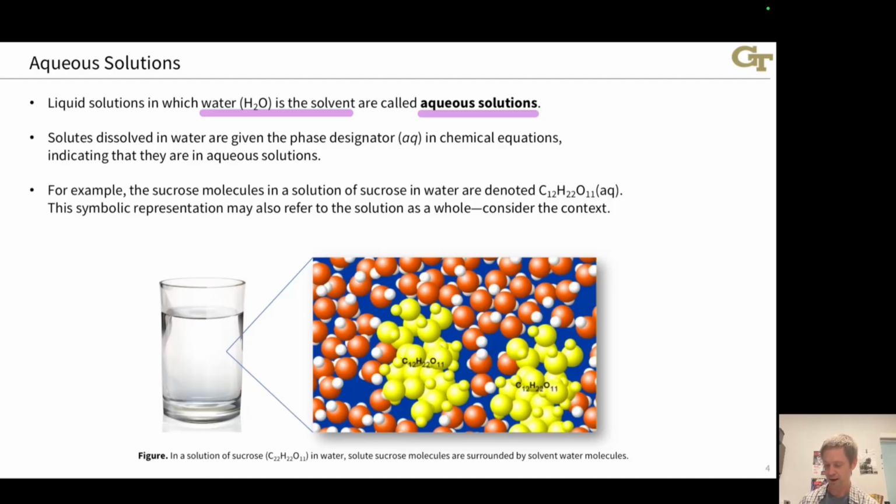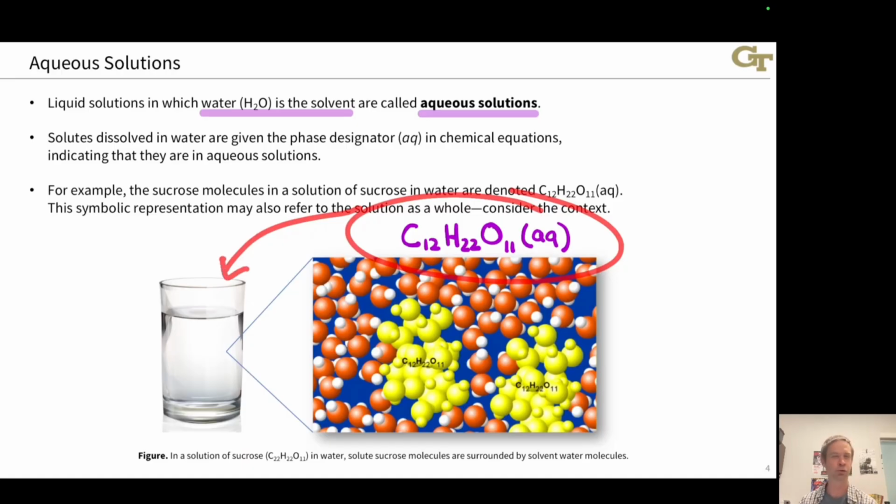And this is important to keep in mind. The aq phase designator can be used a couple of different ways. I just mentioned that it's frequently used to refer to the solute when the solute is in an aqueous solution. So we can talk about C12H22O11, sucrose molecules, in the aqueous phase. But you'll also see this same symbolic representation used to refer to the macroscopic level, the solution as a whole.